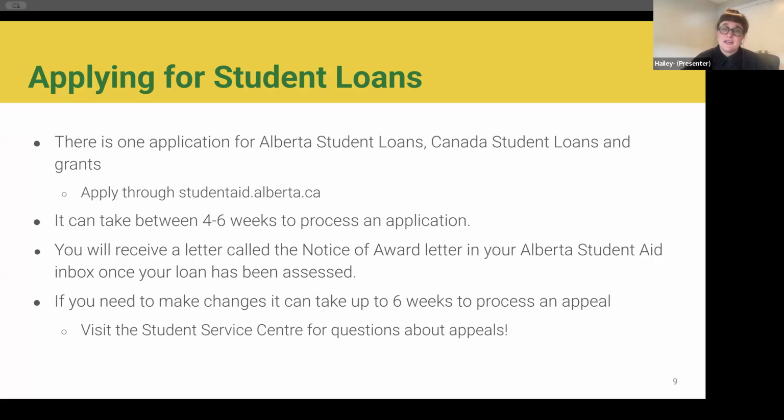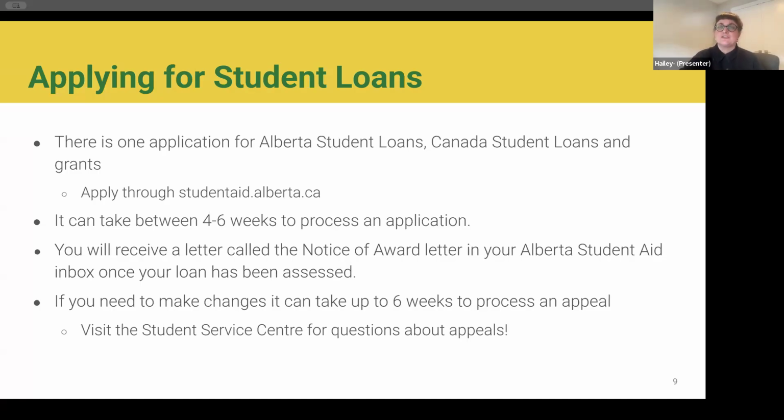Once you've applied, you will get a letter in your Alberta Student Aid inbox that says, if you're eligible, this is how much you're getting, and this is roughly when you're going to receive it. And you can make changes to your student loan application. So if, let's say, you move away from home, or you have a child, something has changed in your life, you can make those changes. It's okay.